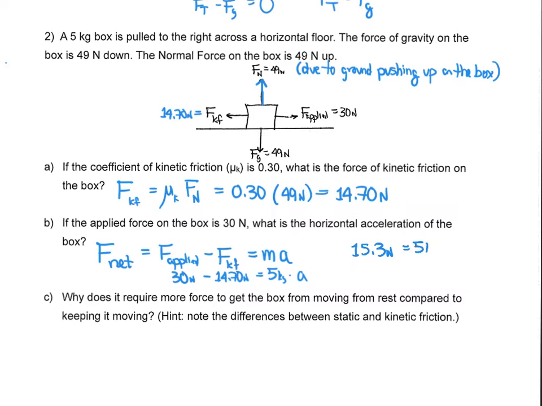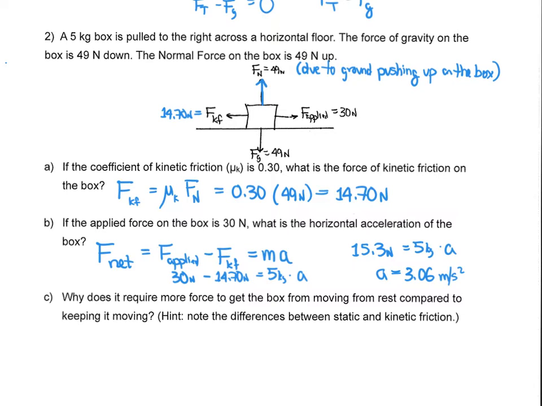Our box has a mass of 5 kilograms. So what's the acceleration rate? I just need to divide both sides by 5. And I will get an acceleration rate of, where's my drum roll, everybody? Oh, I just had it on the calculator too. 15.3 divided by 5 is 3.06 meters per second squared.